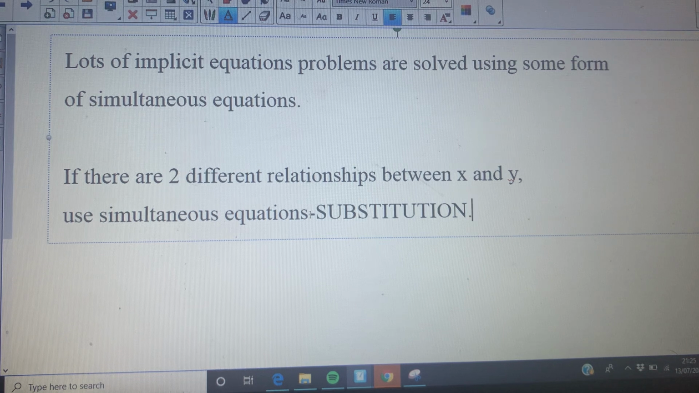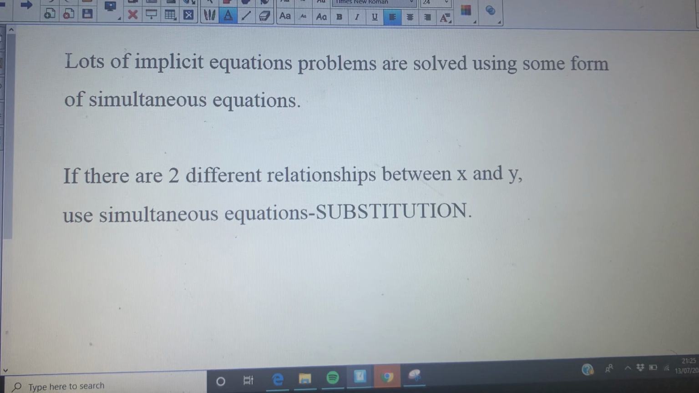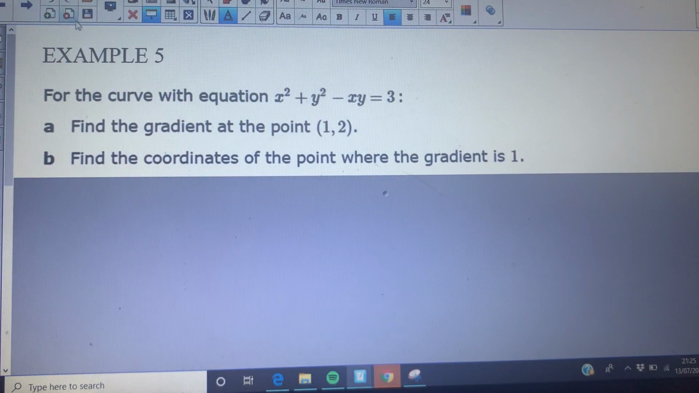Okay, in most cases we're going to have a bit of substitution. Right, are you ready? Example 5. For the curve with the equation x squared plus y squared minus xy equals 3, find the gradient at the point (1, 2). So before we do anything else, let's differentiate.